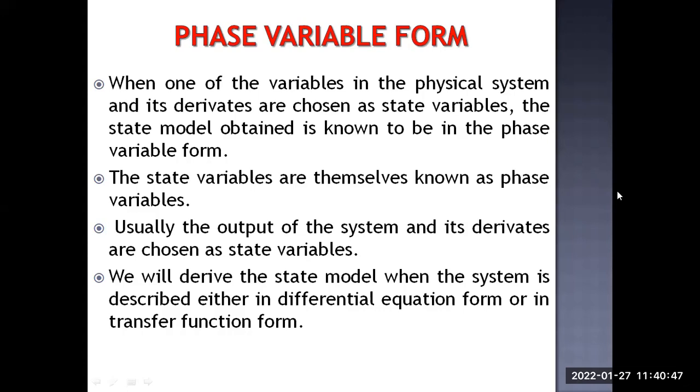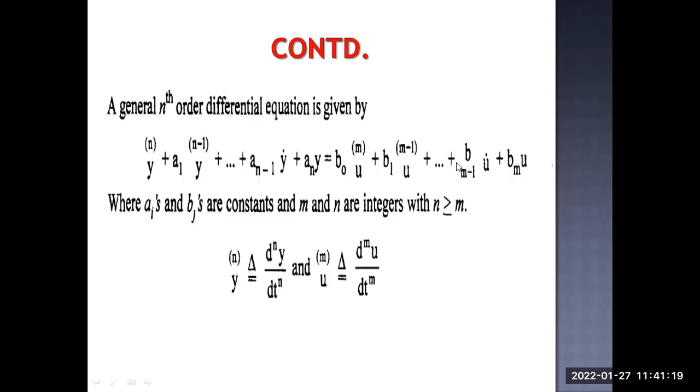Usually the output of the system and its derivatives are chosen as the state variables. So this is the beautiful thing: the output of any system and its derivative, both are chosen as the state variables. Now we'll derive the state model when the system is described either in differential equation form or in transfer function form. So in both cases this kind of representation will be applicable, whether the mathematical equation is written in differential form or in transfer function. So let us understand how this is coming.